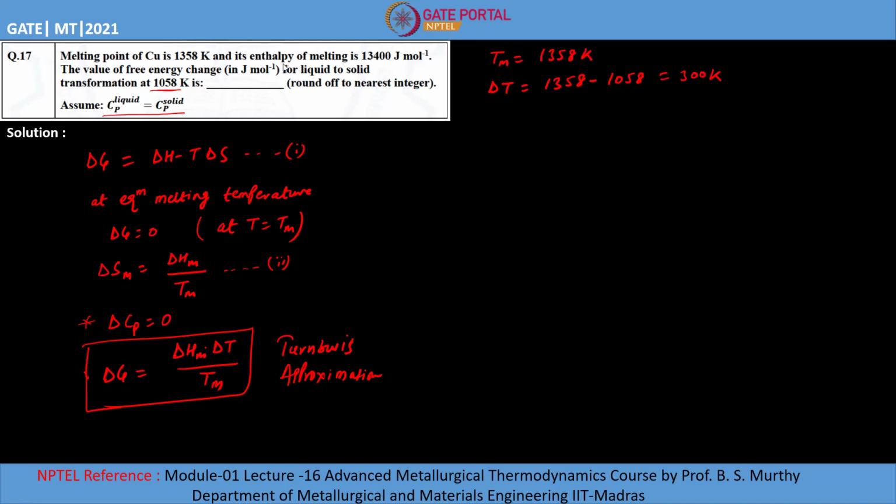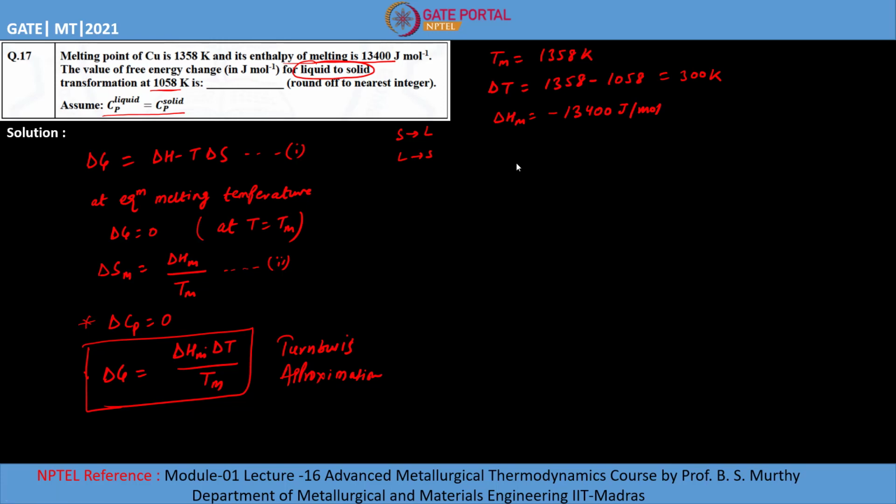We have been given the enthalpy of melting, which means it is the enthalpy of solid to liquid transformation, but in the problem it is asked about liquid to solid transformation. So we have to just take it with the negative sign. So delta Hm for liquid to solid transformation will be minus 13,400 joule per mole.